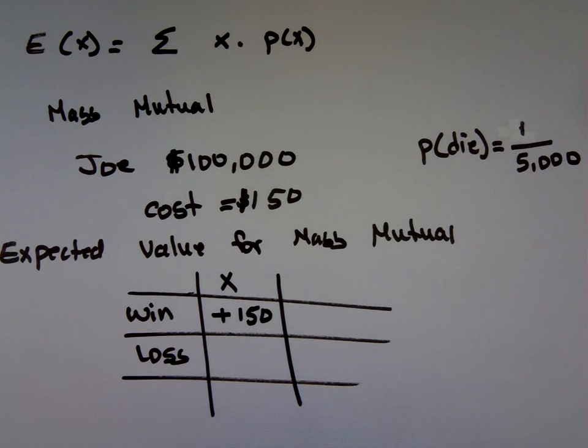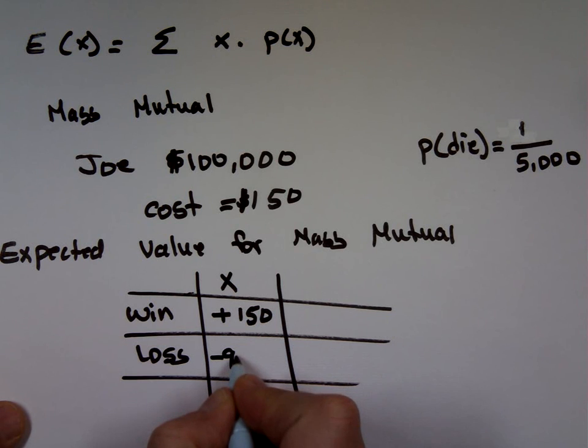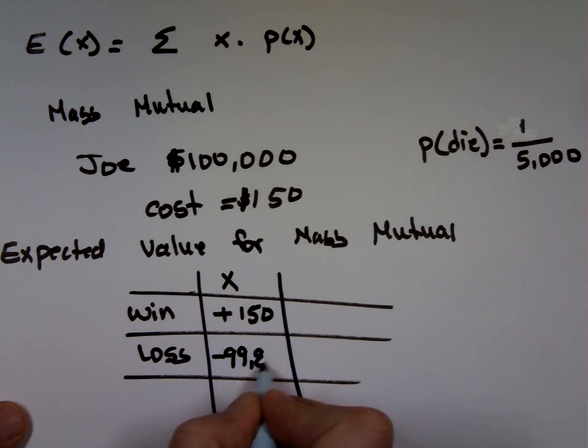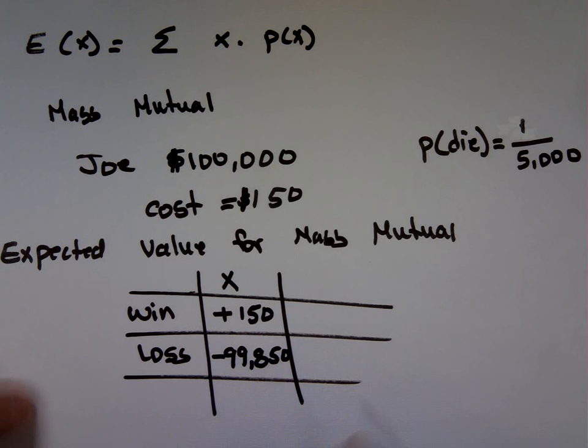If something happens to Joe, I hope nothing happens to you, Joe, I don't want to kill you. Thanks. They lose. They have to give us 100,000. So what did they lose? They didn't lose 100,000 really. They lost what? 99,850 bucks, because you already gave them 150 bucks.